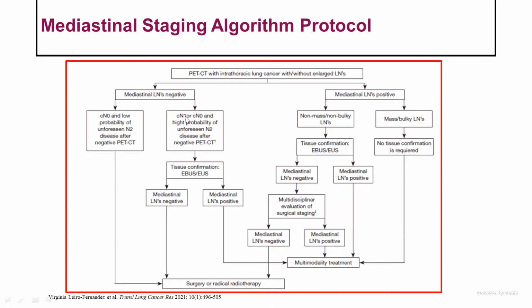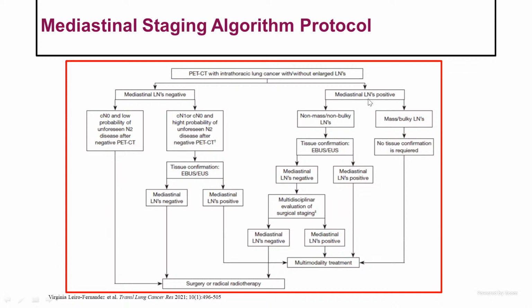But if the patient has clinical N1 disease or clinically N0 and high probability of unforeseen N2 disease after negative PET CT, tissue confirmation through EBUS or EUS is important. If mediastinal lymph nodes are negative, surgery or radical radiotherapy is to be done. But if the patient has mediastinal lymph nodes positive after tissue biopsy, he will undergo multimodality treatment.